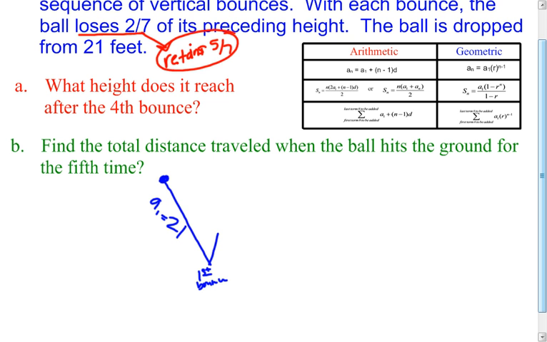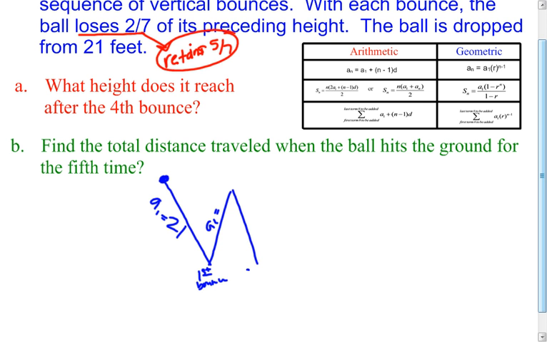And then it comes back up. And you know it never comes back up as far. It only comes back up 5/7 of the height it was at. So it comes back up, and then this distance right here is A2. And I don't know what it is. I don't care what it is. I could figure it out if I wanted by taking 5/7 of 21. Okay? But it reaches a height.